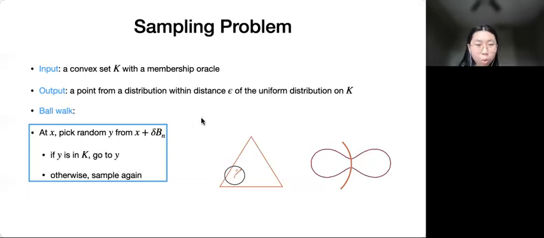And this ball walk works well if K has a good shape. But if the body looks like this, so there is a very small cut in the body, we may get trapped on one side, and it's hard to get across this cut.